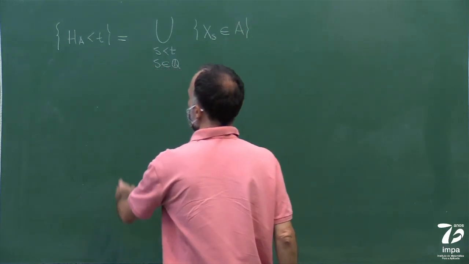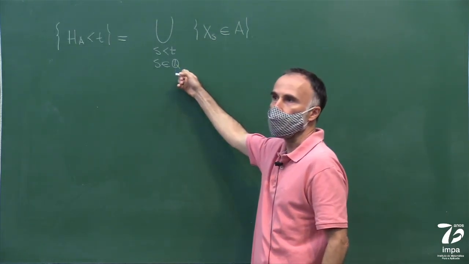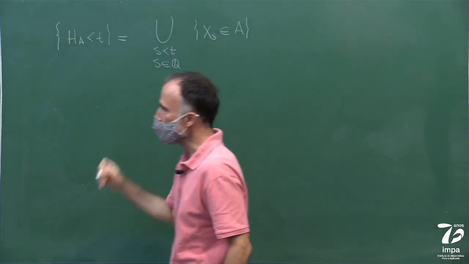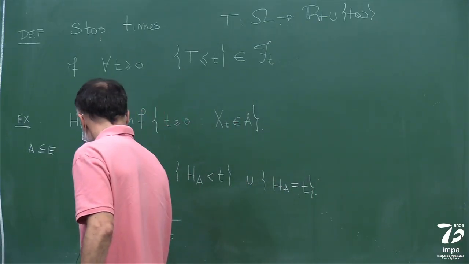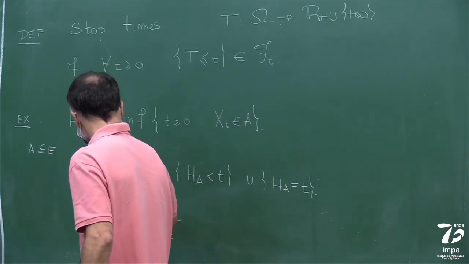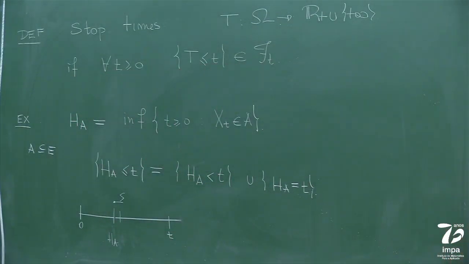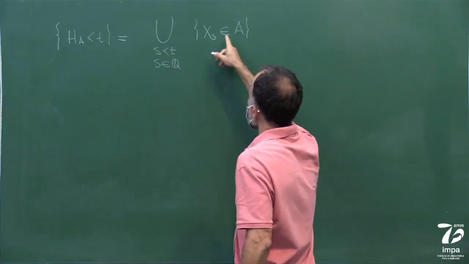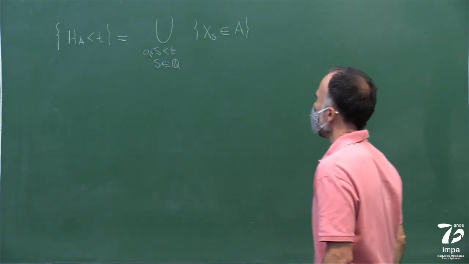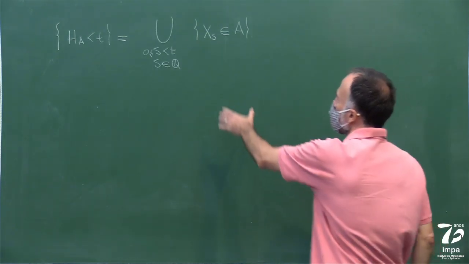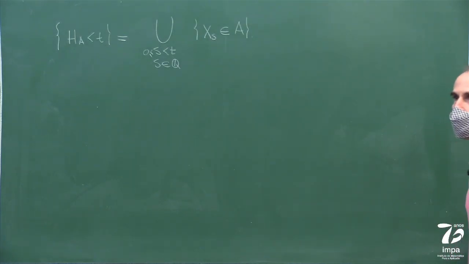Which means what I'm saying is that if H_A is smaller than t, this means that I can find s smaller than t, s rational, such that X_s belongs to A. Okay? So if you hit A before time t, you can find this rational time smaller than t for which X_s belongs to A. And if this happens, of course, H_A is also smaller than t, so these two sets are equal.